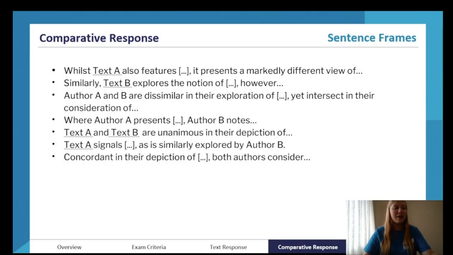We're moving into our comparative response. So, some sentence frames to use for comparatives. We can see here, they're all comparing the text, right? Whilst text A also features something, it presents a markedly different view of something else. For a difference. Similarly, text B explores the notion of something, however, a difference, and then we state a difference.